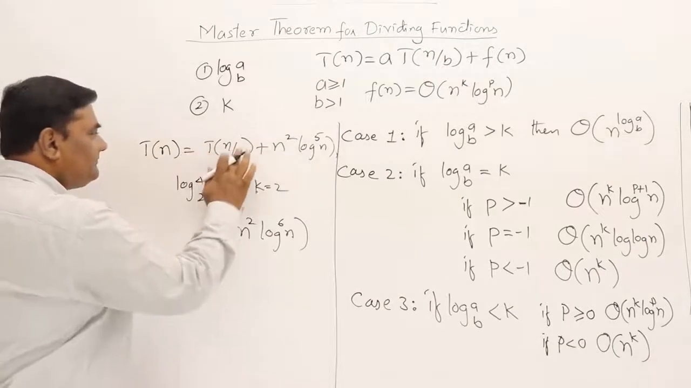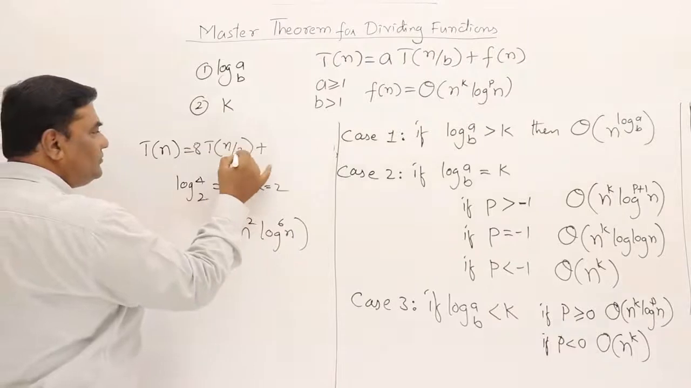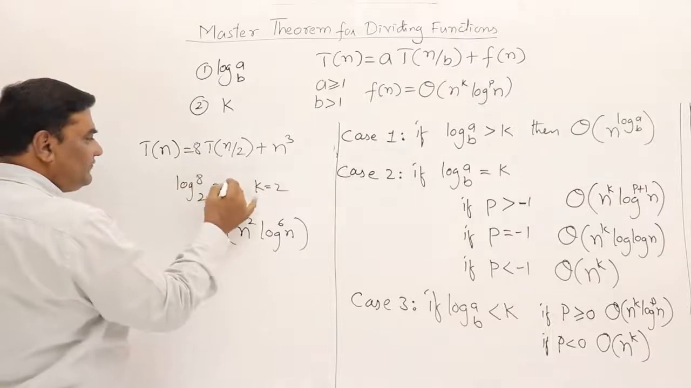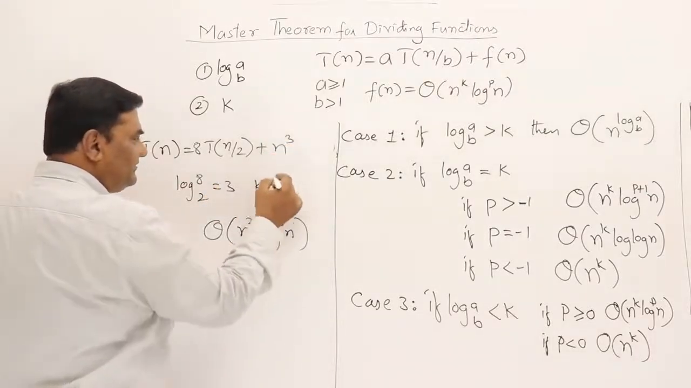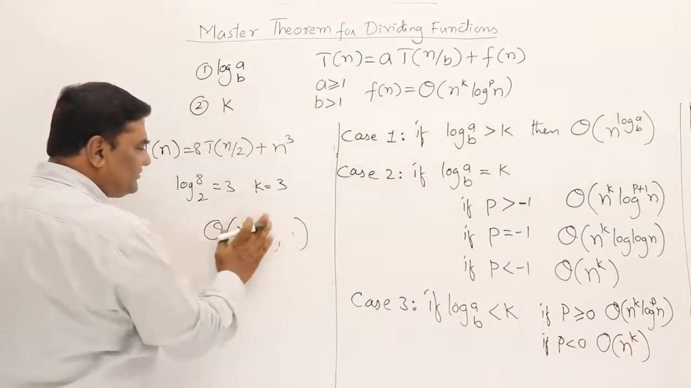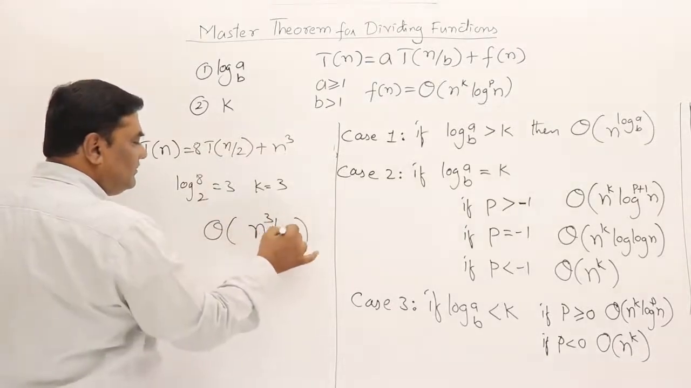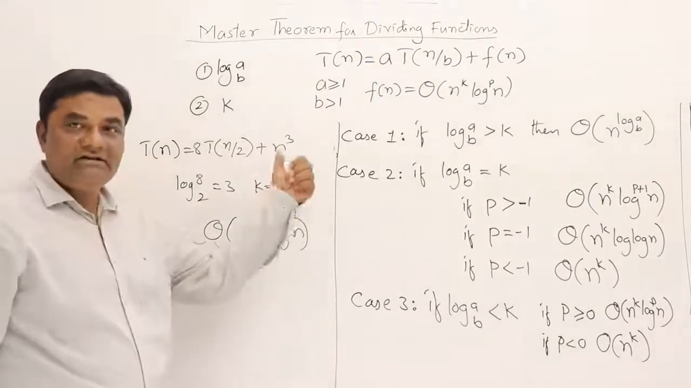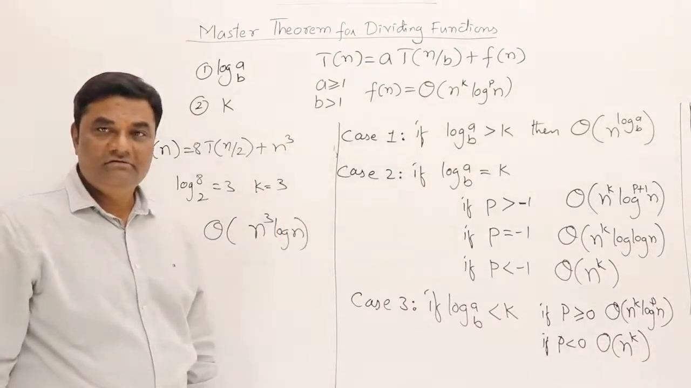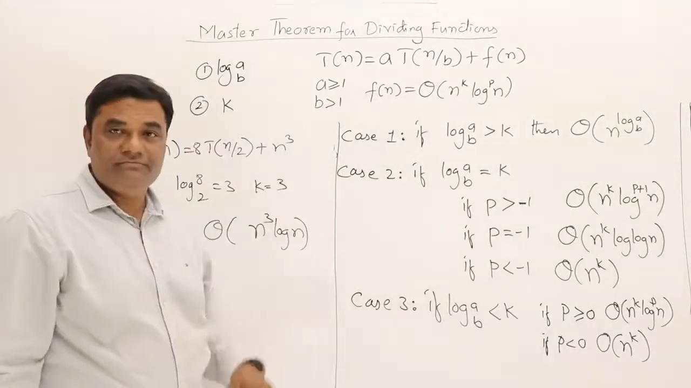Now I'll write a few more. See, log 8 base 2 and n cube. So what is this? Log 8 base 2 is what? 3. What is n power k? K is what? 3. Both are equal, 3 and 3. So the answer is n power 3 log n. Take that n power 3, whatever f of n is, multiplied by log n.